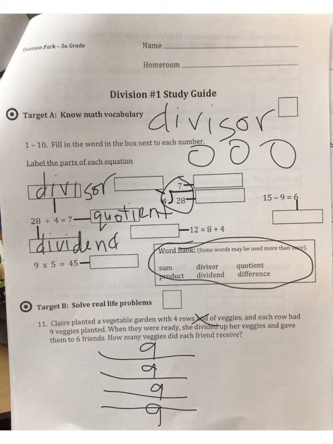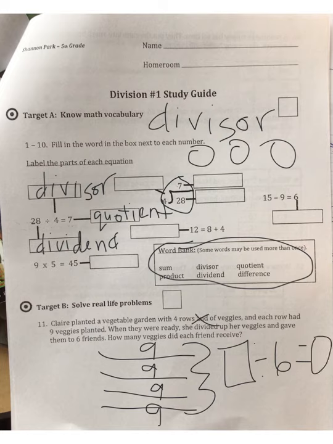So you're going to have to figure out what that would be. When they were ready, she divided up her veggies and gave them to 6 friends. So whatever this answer ends up being, you're going to divide that by 6. Then the number of veggies that each friend received will be your quotient, or your answer. Make sure that you remember your labels. You will get a half point taken off if you don't remember to label your answer.